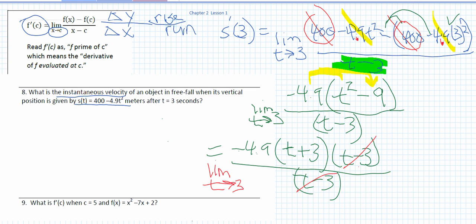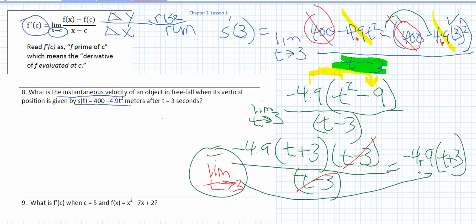So with those two items gone out of the numerator and the denominator, we can directly plug in our t equals 3 into what's left, which is everything in the numerator. So no longer are we going to have a divide by 0 problem. So we have negative 4.9 times t plus 3. That's the only quantities left. So if you go ahead and plug in your quantity for 3 into your t, you should be able to come up with the solution for that.